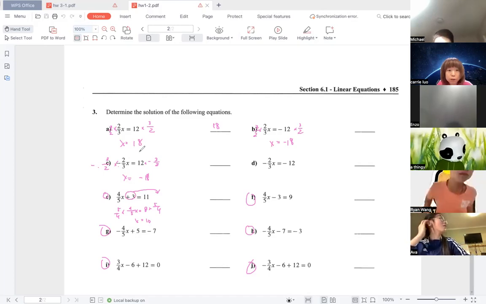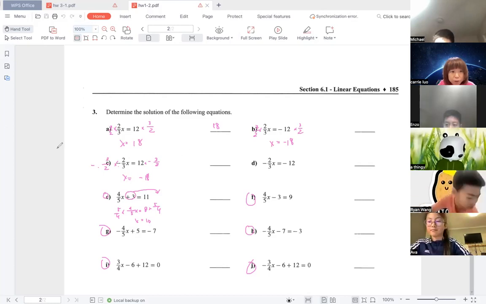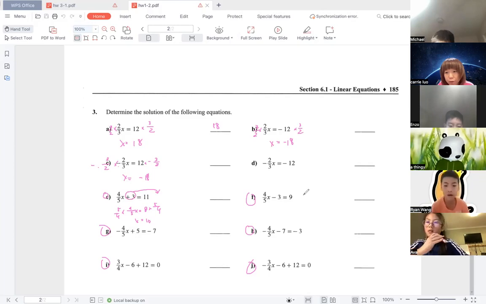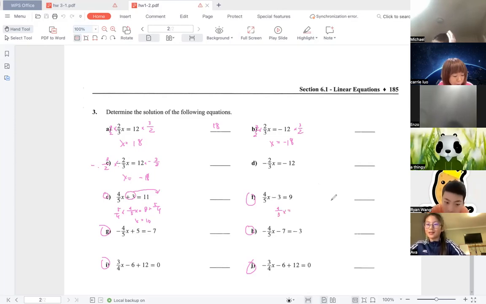Okay, so now I'm going to take a look at everybody's work. I'm going to start to explain, okay? So the first question, number F, I want to have Ava. Could you please tell me how to do this one? I was in the bathroom while you did it, but I think I figured it out. 4/5 x minus 3 equals 9. So basically, I just like 4/5, did you move the -3 to the other side?